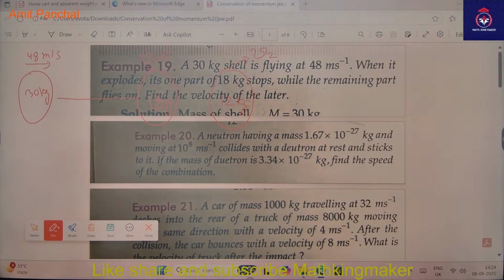Rihan got the answer? One second. Everyone who is watching live, please solve the question and write the answer in the chat box.